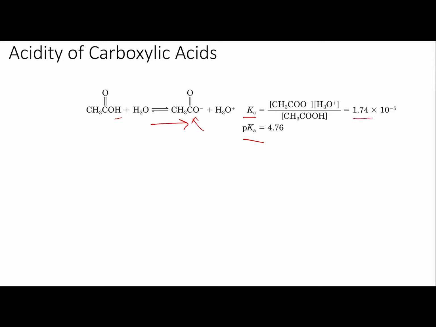The fact that it's 10 to the minus 5, or 1.74, is the number that we get. It's much smaller than 1. So the majority of this equilibrium lies this way, with these being the major molecules and only some of them looking like this. So these are not super acidic, but they are acidic. They do create hydronium ion in solution by reacting with water.